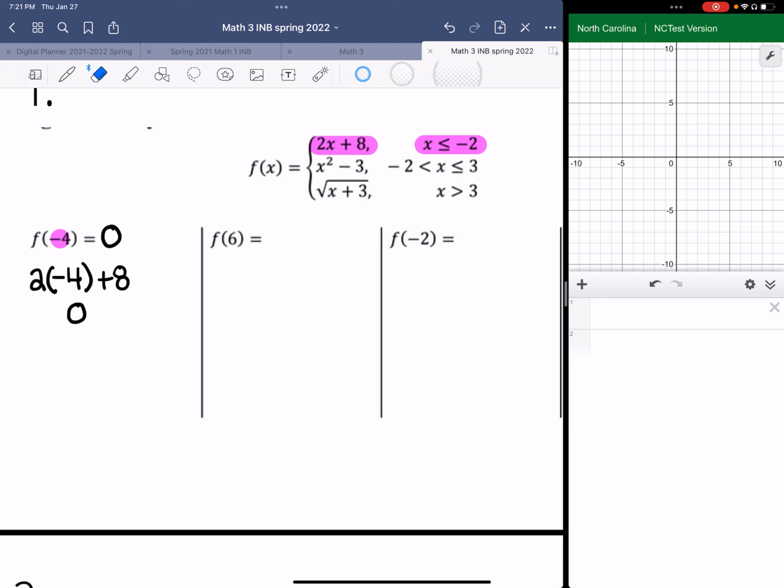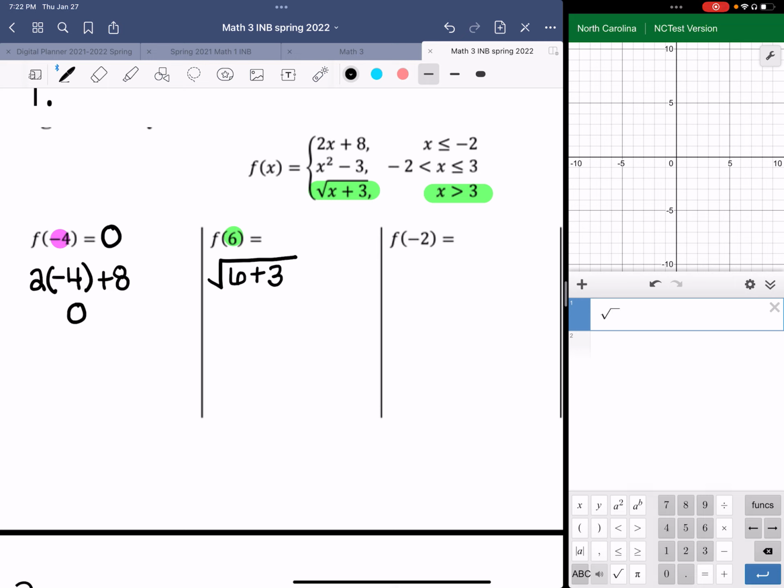All right, so for my next one, if I look at my next problem, I have an input of 6. Well, 6 is greater than 3, so we're going to input that 6 into the third piece. So we're going to do the square root of 6 plus 3. Again, you can put that into Desmos if you want to, the square root of 6 plus 3, and that's going to give you 3. Well, 6 plus 3 is 9, and the square root of 9 is 3. So my output is 3.